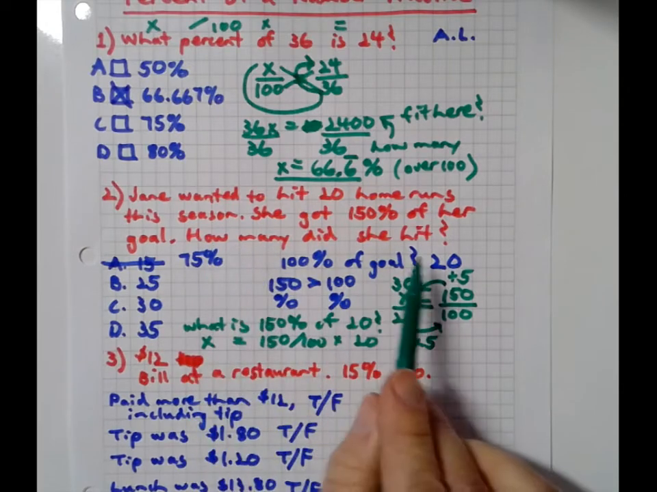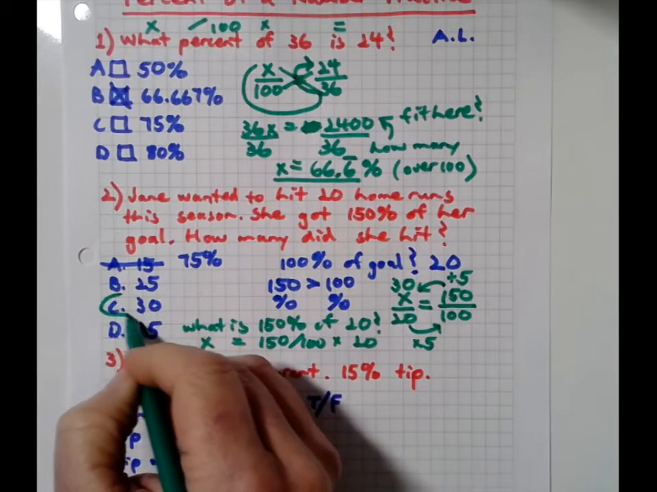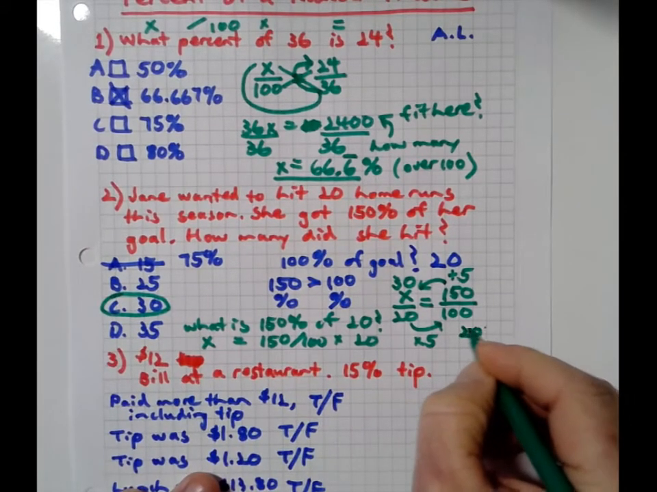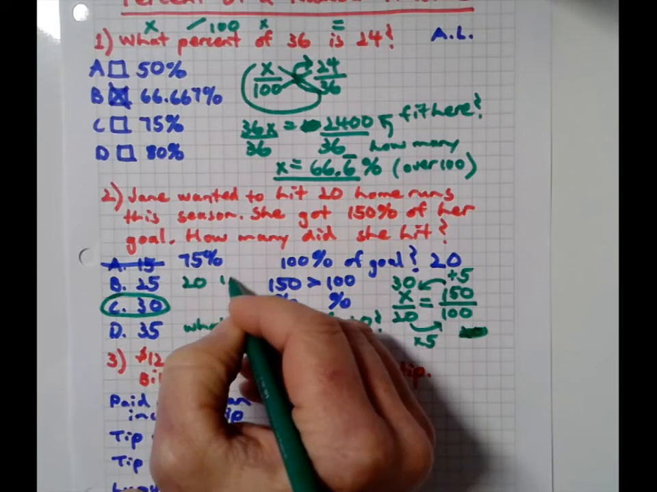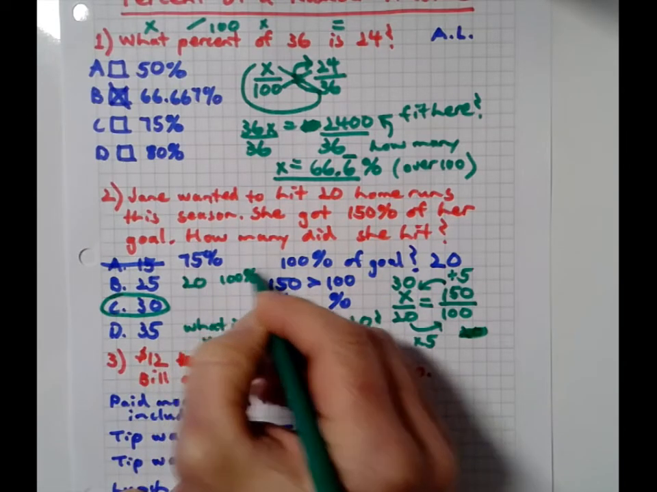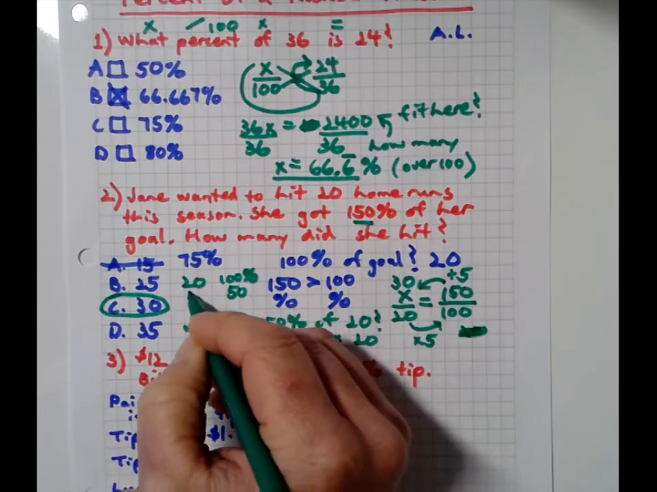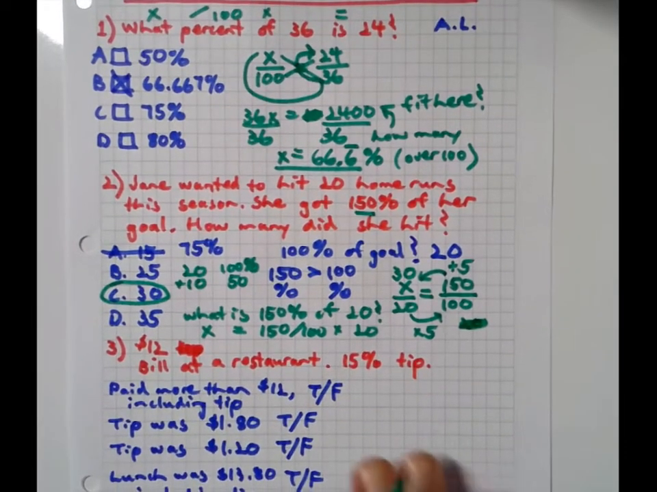So how many home runs did she hit? She hit 30 home runs. So she got the 100%. The 20 home runs was 100%, plus another 50% of that, or another half of that, is 10. 20 plus 10, she got 30 home runs.